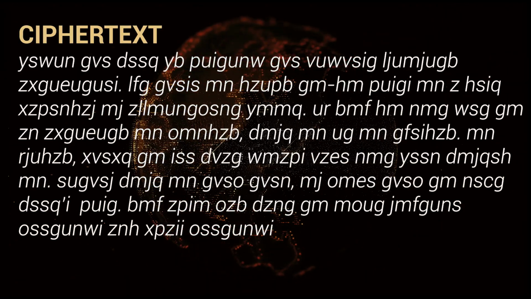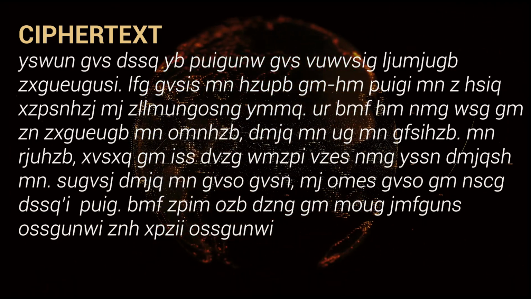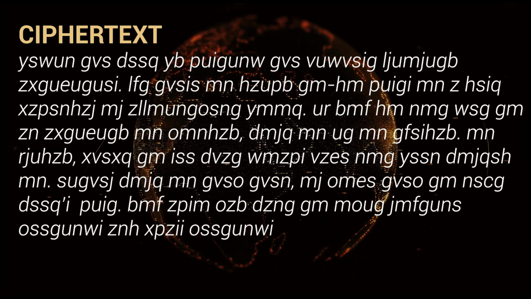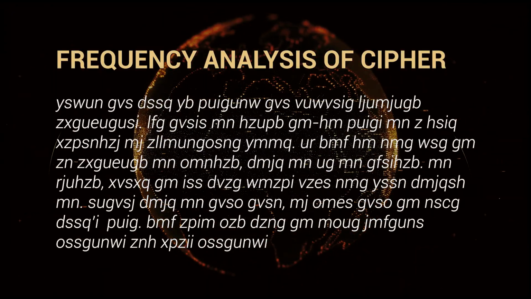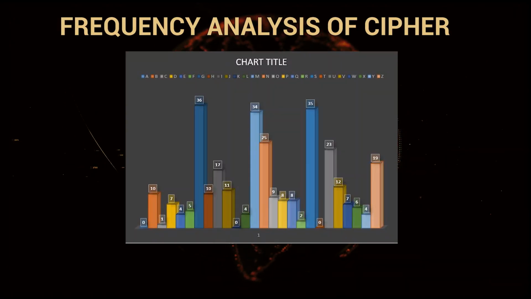Following is a cipher text which is encrypted via monoalphabetic cipher. Do you think we can solve this? Of course we can. Step 1. We need to do the frequency analysis of the cipher text. Following is a chart showing the frequency of cipher text letters.